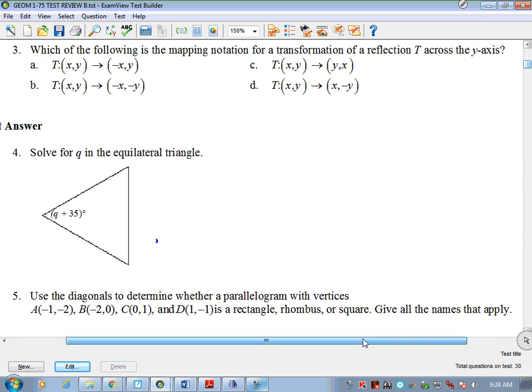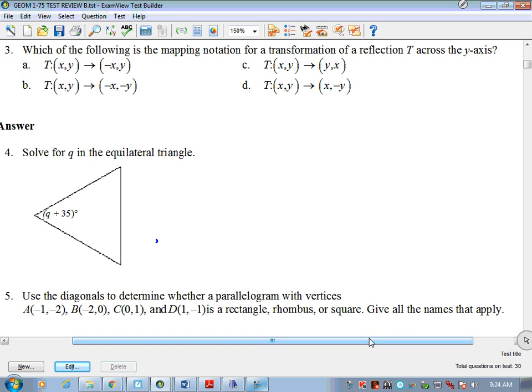Which of the following is the mapping notation for a transformation of a reflection of t across the y-axis? Okay, so let's erase this here first. Sometimes people get confused. I want to make sure that we understand which one of those lines is the y-axis. Red or blue? Red. Red is the y-axis.